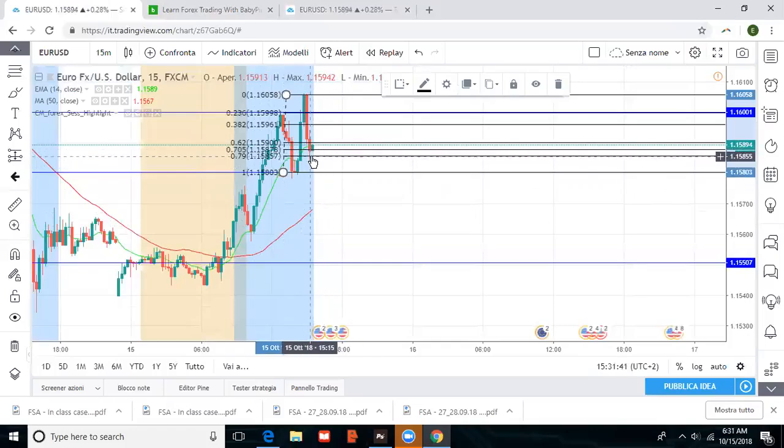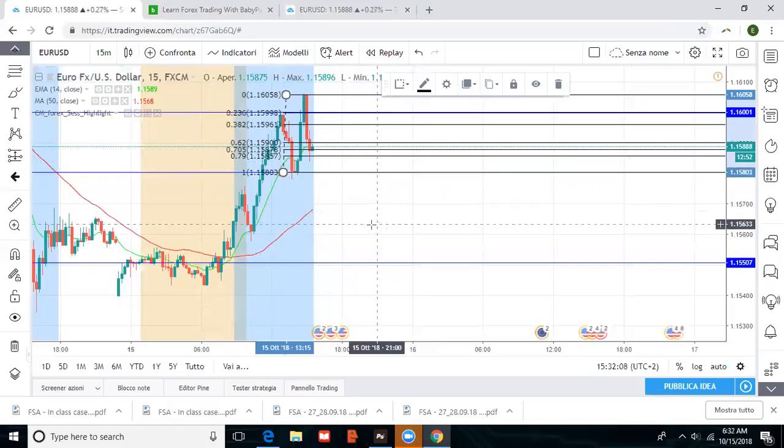But from here, my strategy is working with this one too. I mean, it almost always works. The accuracy is 90%. So almost always it works. So it touched the 79 level from here, and you see the price was 1.1585, and now it's going up. Let's see what's going to happen.